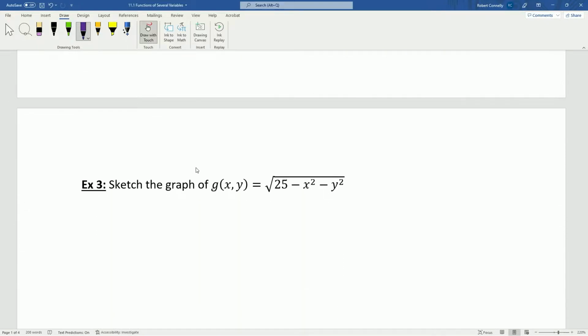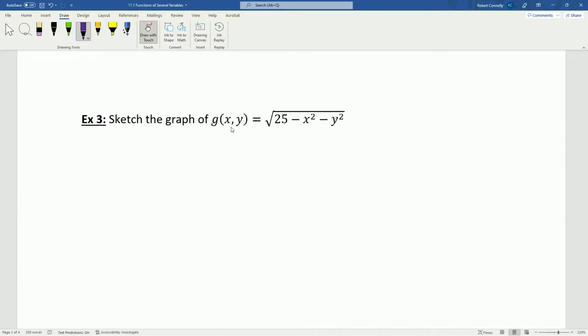All right, so let's go ahead and sketch the graph here of g of x,y equals the square root of 25 minus x squared minus y squared. Well, the first thing we know is that since this is a square root, everything inside the square root has to be greater than or equal to 0. If we add x squared and y squared to the other side, that tells us that x squared plus y squared has to be less than or equal to 25.